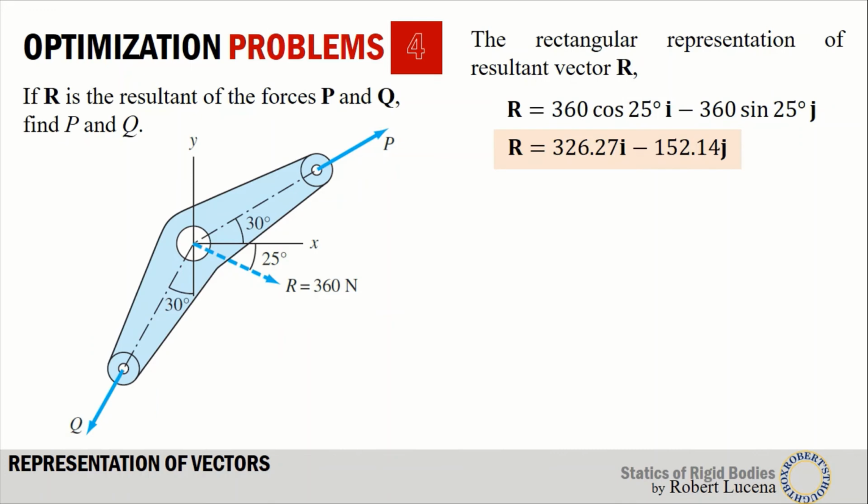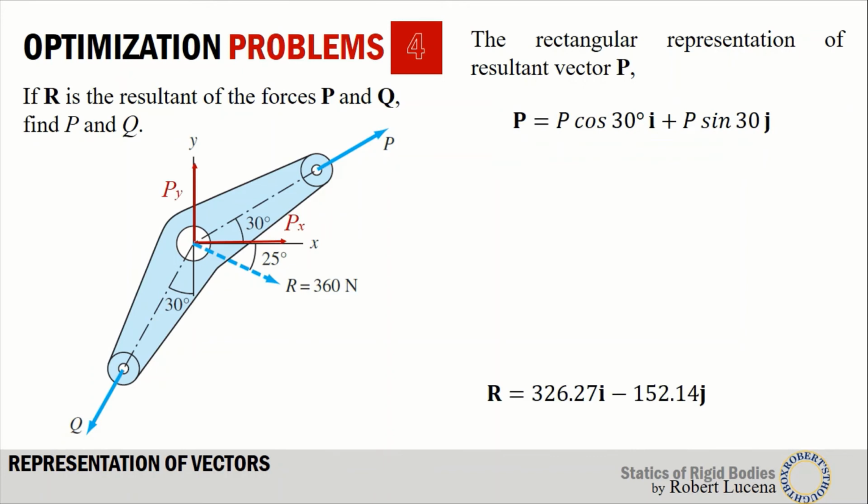Now, simplifying the terms, we have vector R represented here equal to 326.27i minus 152.14j. Okay, let's write vector R here at the bottom.